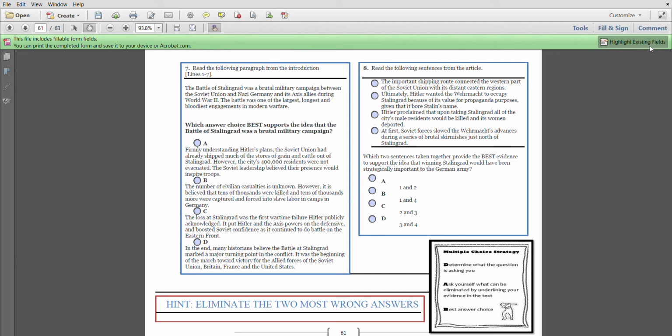C. The loss at Stalingrad was the first wartime failure Hitler publicly acknowledged. It put Hitler and the Axis powers on the defensive and boosted Soviet confidence as it continued to do battle on the Eastern Front. D. In the end, many historians believe the Battle of Stalingrad marked a major turning point in the conflict. It was the beginning of the march toward victory for the Allied forces of the Soviet Union, Britain, France, and the United States. 8. Read the following sentences from the article.